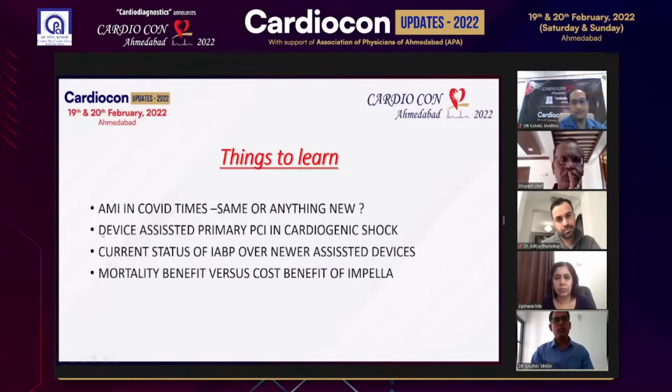So what are the things to learn here? Acute anterior wall MI in COVID times, whether we will go for the same strategy or anything new is there. Device assisted primary PCI in cardiogenic shock. What is the current status of IABP over the new assist devices? And what is the mortality benefit versus cost benefit of Impella?